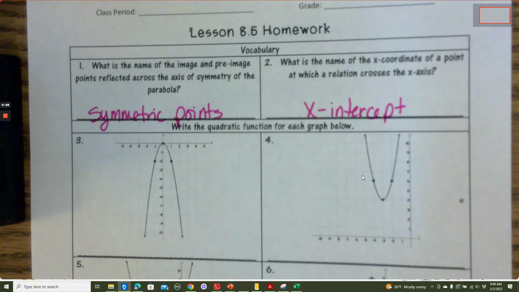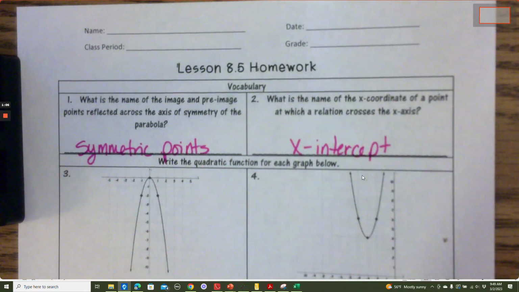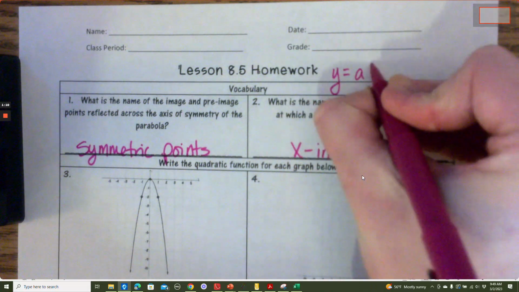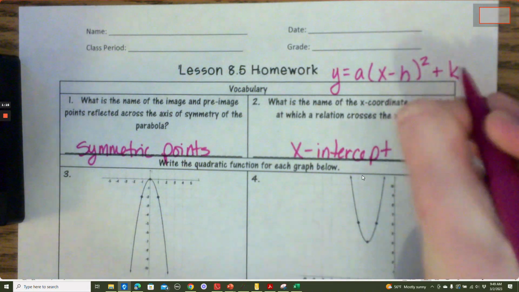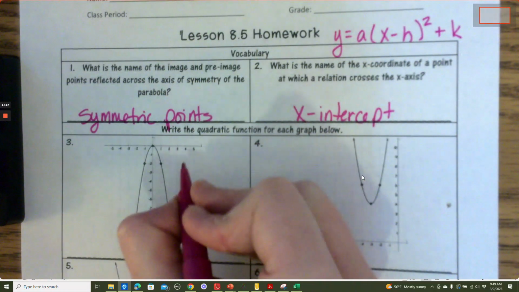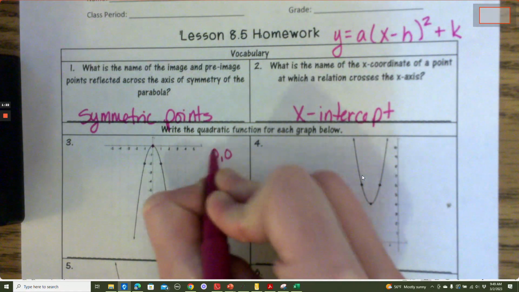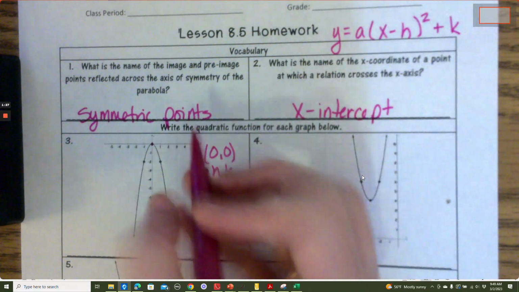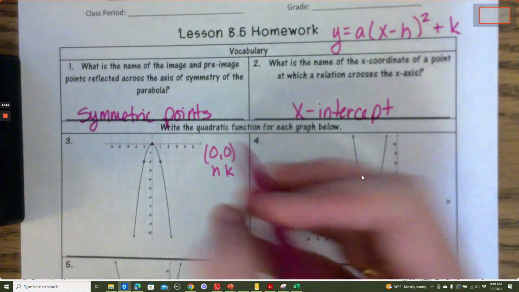All right, write the quadratic function for each graph below. So one thing that we can do is we can use vertex form, right? And that was y equals a x minus h squared plus k. And we can pull those points off of this graph. So the vertex is 0, 0. That's my vertex. And then I can pick any point that I want. I like positives if I can get them, and I like small numbers if I can get them.